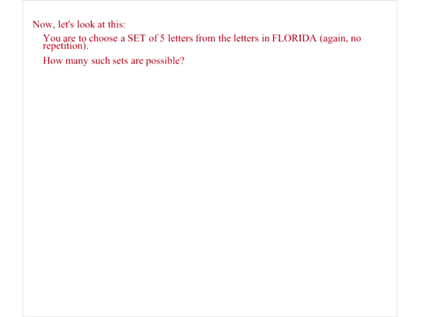You are now to choose a set of, rather than just 5 consonants, 3 consonants and 2 vowels. So 3 consonants and 2 vowels. And again, no repetition. How many such sets are possible? Okay, so go ahead and calculate this. Again, I'll give you about a minute and a half or so to figure this out, and then we'll discuss. So go ahead and figure this out. Please hold your answers until we call for the answer. Thanks.